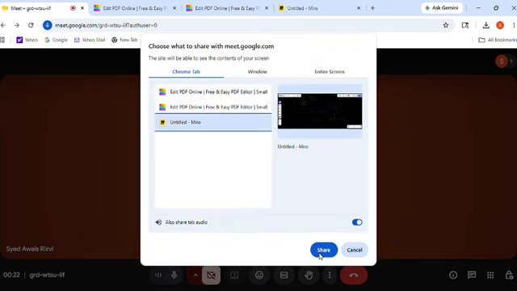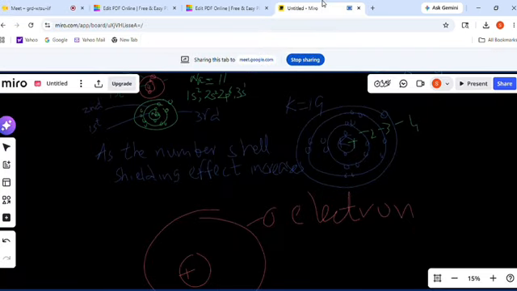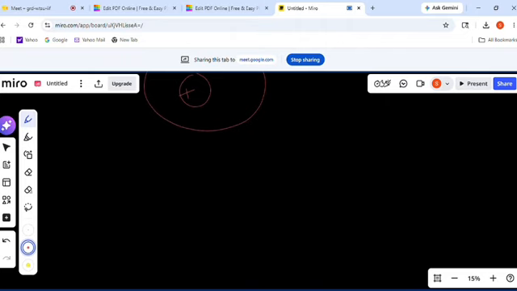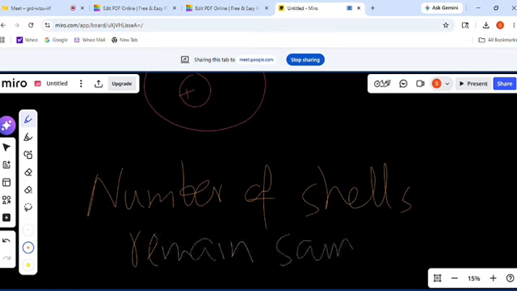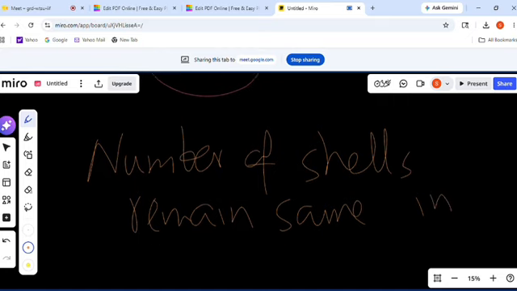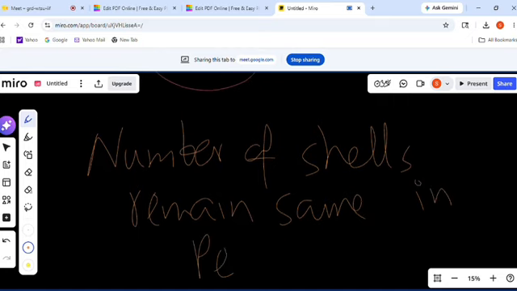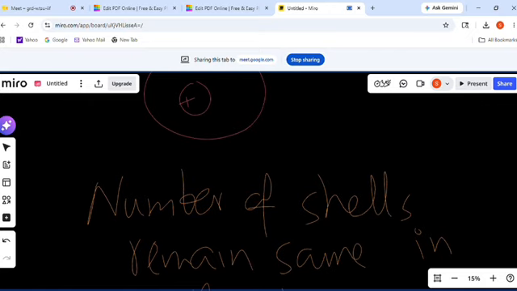The simplest answer, I will explain to you, is that when you move left to right in a period, the number of shells remains the same. You have to remember that the shielding effect depends on the number of shells. So the number of shells remains the same in periods. You can see that on the board I am writing, you can note it, or write in your notes: trends in periods.